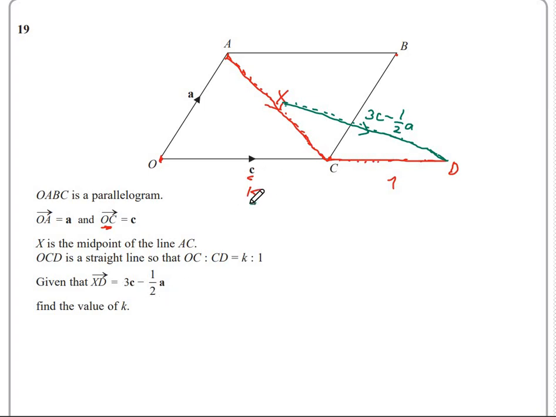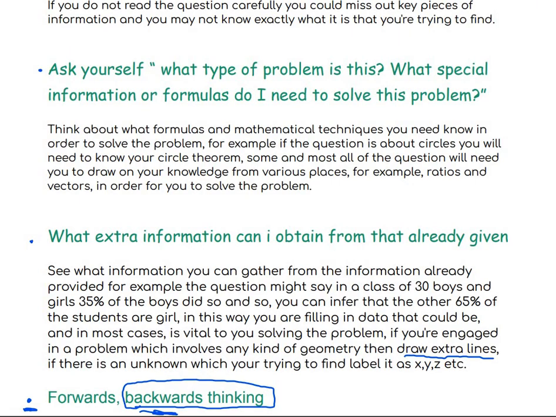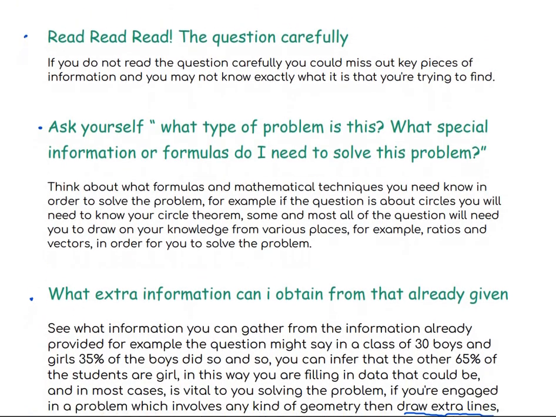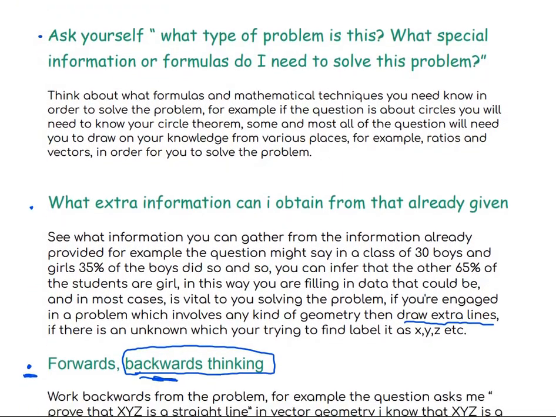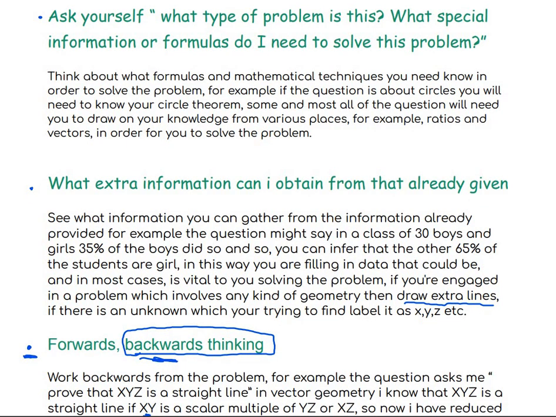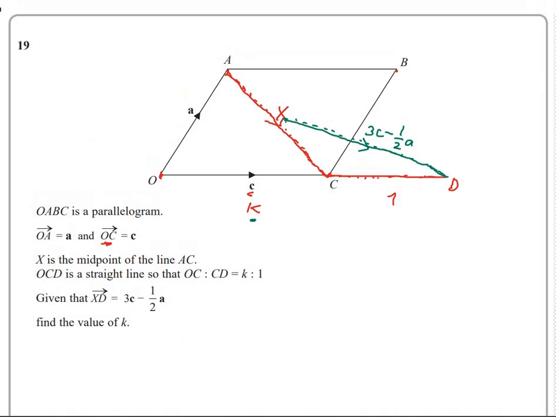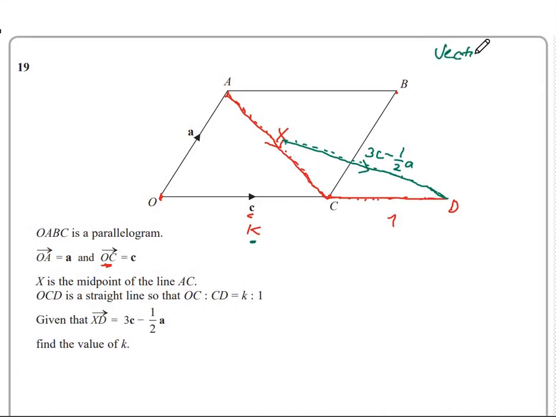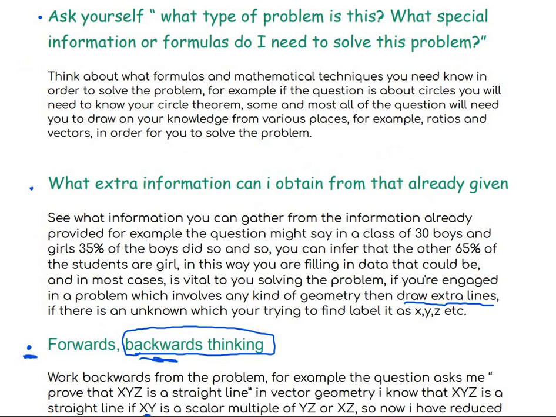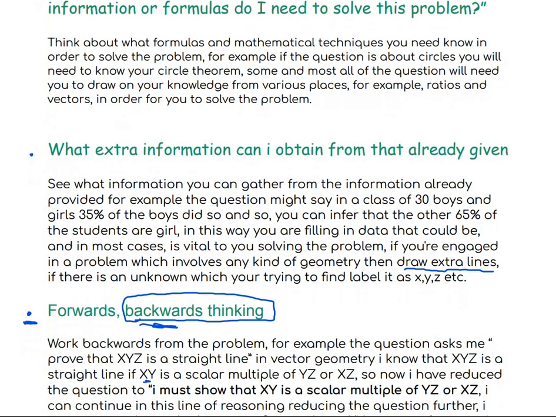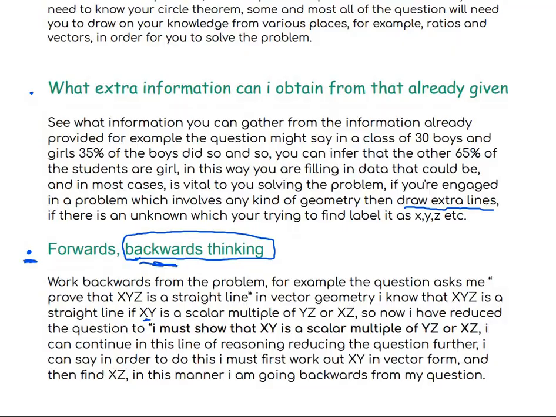Alright, so let's refer back to our problem solving notes. We read the question carefully. What type of problem is this? What special information or formulas do I need to know? I know it's a vector question, that's for sure. And I also have some ratios thrown in there for good measure. So I need to have a fairly good understanding of ratios. What extra information can I obtain from what's already given? Well, I've drawn in some extra lines there.